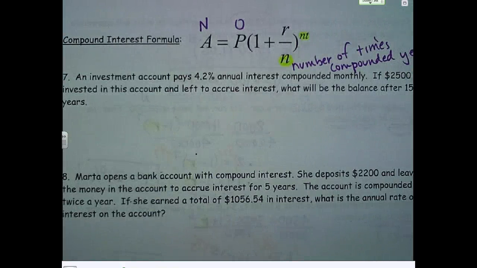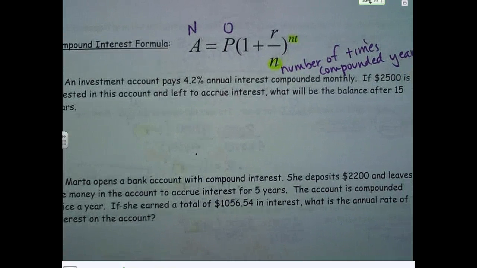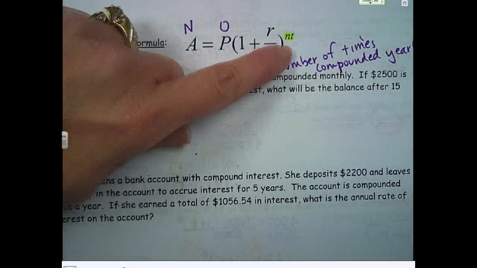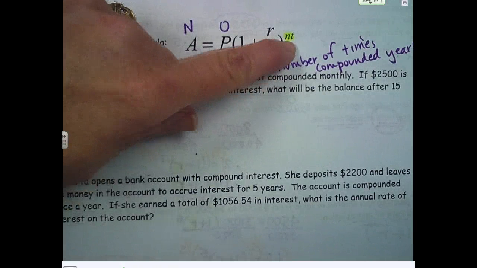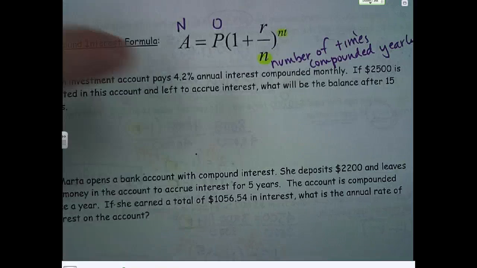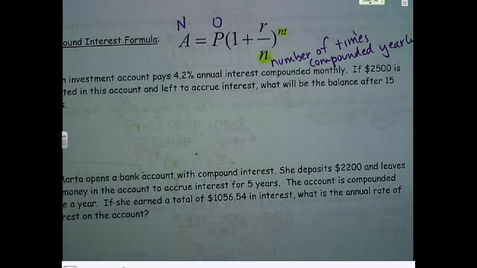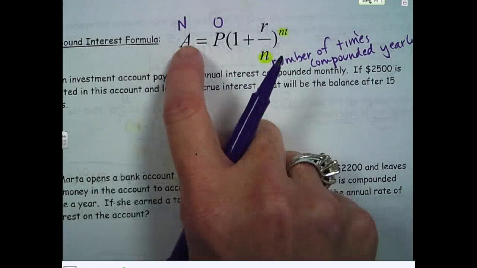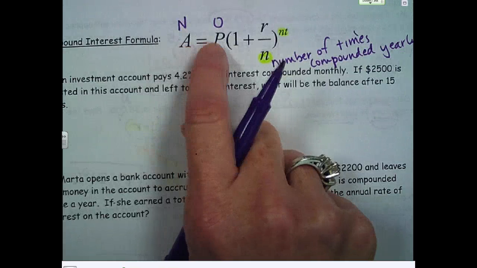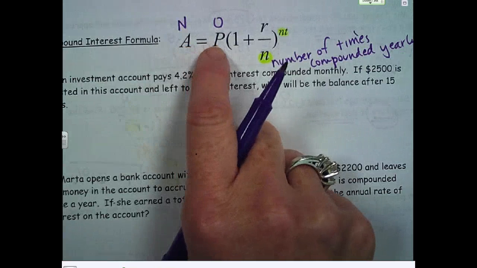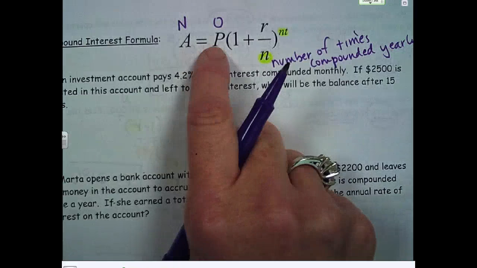Okay, so if it's compounded every month, you would put a 12 here and here. If it's compounded weekly, you would put a 52 here and here. So in the word problem, that's the only thing that's different, in one little sentence. So this still represents the new value, and this still represents the original.